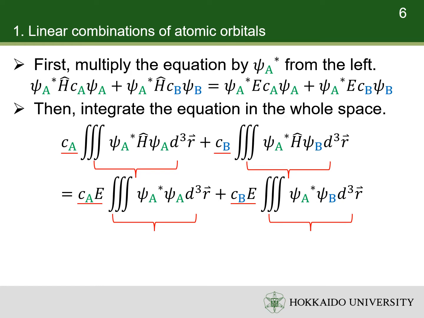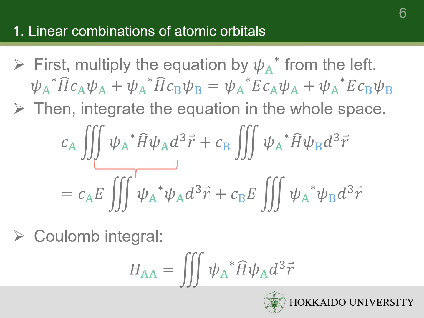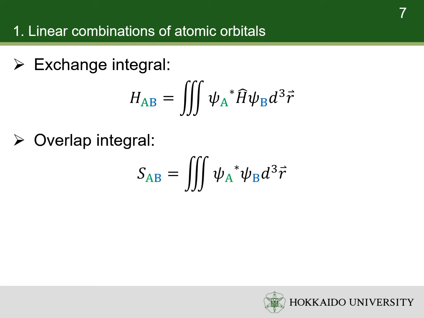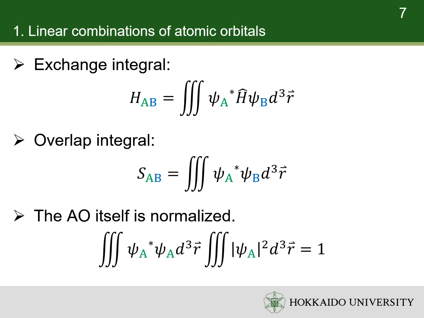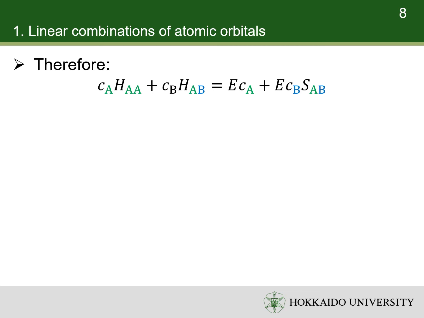We can simplify this equation with some notations. For example, the first integral is called the Coulomb integral. It is denoted by HAA. Similarly, the second integral is called the exchange integral. It is denoted by HAB. The fourth integral is called the overlap integral. It is denoted by SAB. Finally, the atomic orbital itself is normalized. Therefore, the previous equation can be written in such a way.